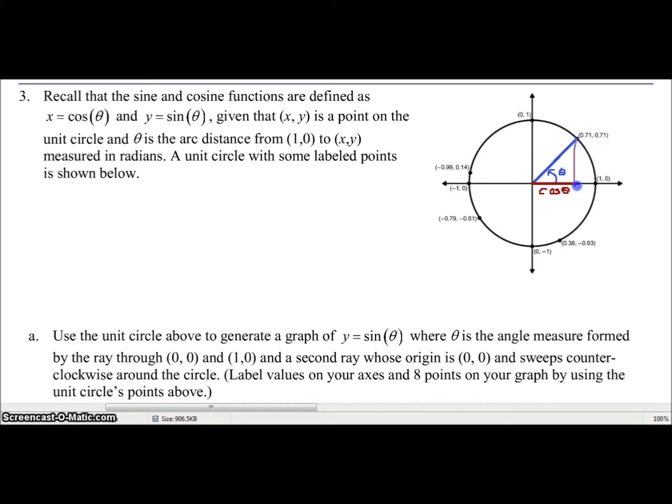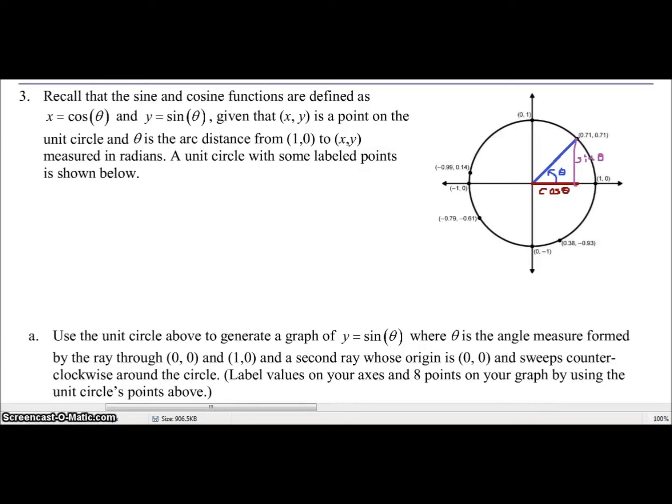And this vertical distance is sine theta. Could have looked at the vertical distance here. It also says theta is the angle measure formed by the ray through (0, 0) and (1, 0) and the second ray. Okay.